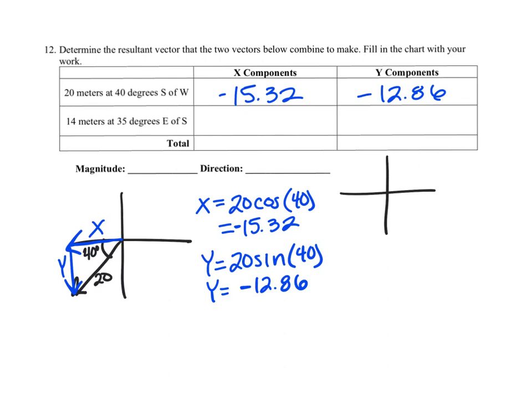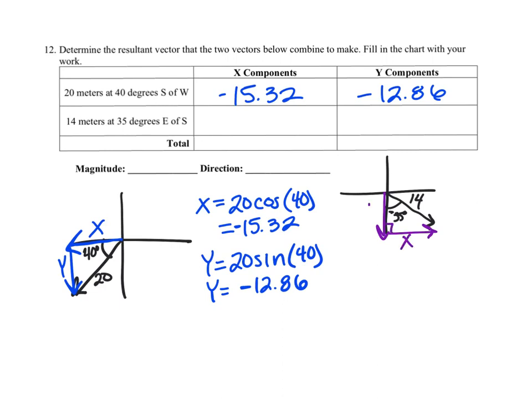We're going 14 meters at 35 degrees south of east, or sorry, east of south. So it's going to go off like this and touch the south axis because south is second. So the 35 degrees will go here, and your hypotenuse will end up being 14 meters as your magnitude. Once again, we're going to turn this into a triangle. We're going to go down and then over to make our triangle. It starts in the same place, ends in the same place.